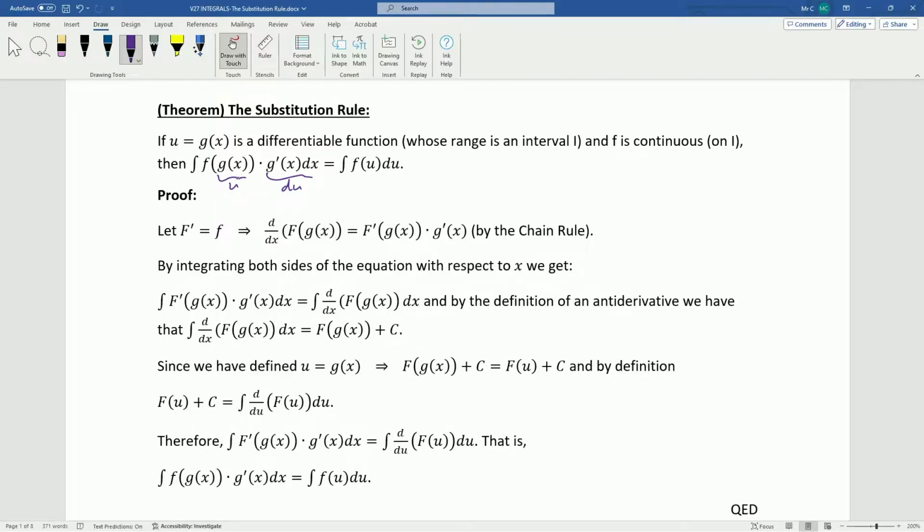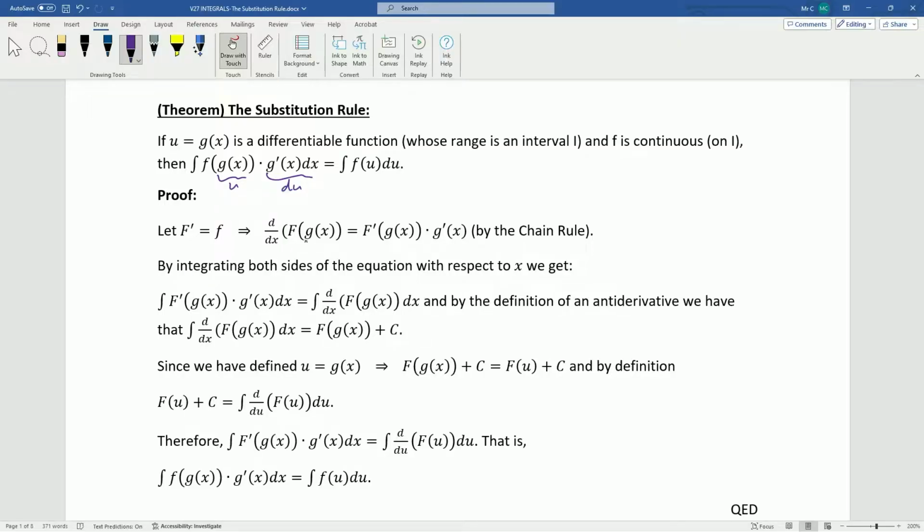So, okay, well, how do we justify this? Well, the substitution rule is really just the integration equivalent of the chain rule, right? This is just reversing the chain rule. So let's start by writing out a derivative expression here. Let cap F prime equal little f.